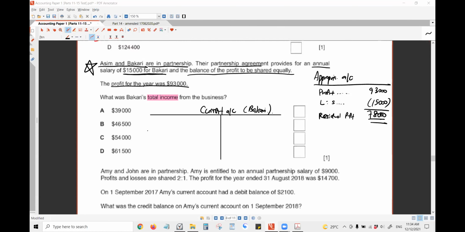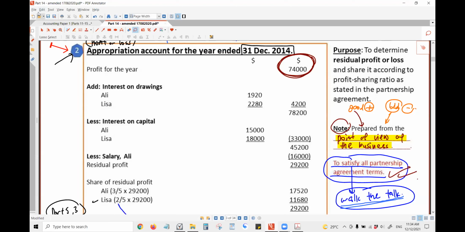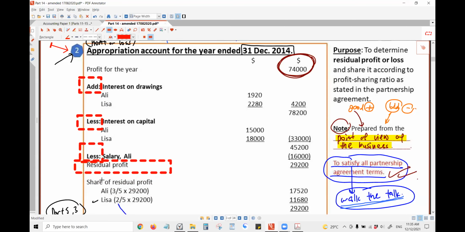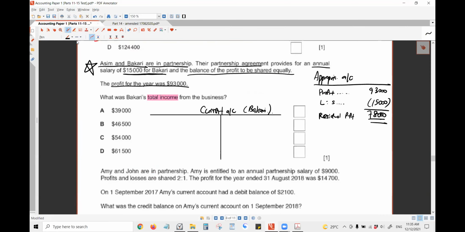Why minus salary? Again, it's about your familiarity with the notes. Minus salary is in your notes. You have to minus salary to partner, minus this, add that, then you get residual profit or loss, then you share it. Have to refer to your notes. And now we share the 78,000. They say share equally, right? So divide by 2. Then you get the share to both Bakari and Asim.